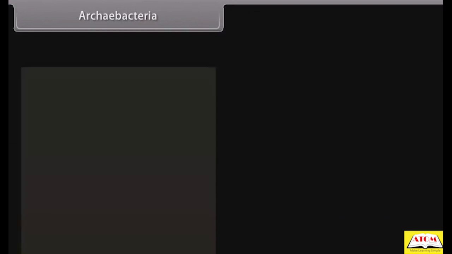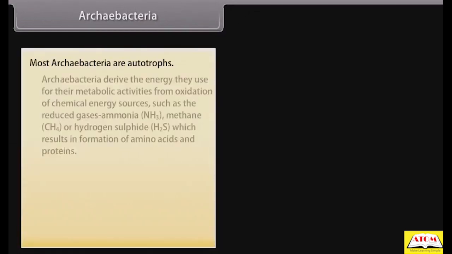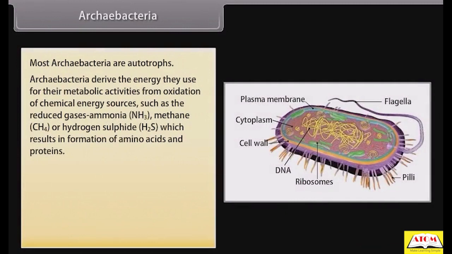Archaebacteria. Most archaebacteria are autotrophs. Archaebacteria derive the energy they use for their metabolic activities from oxidation of chemical energy sources such as the reduced gaseous ammonia NH3, methane CH4, or hydrogen sulfide H2S, which results in formation of amino acids and proteins.